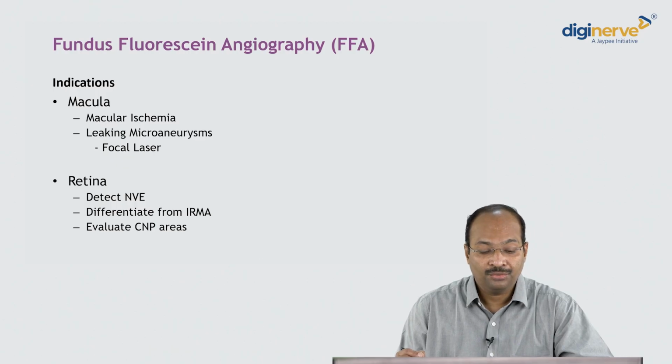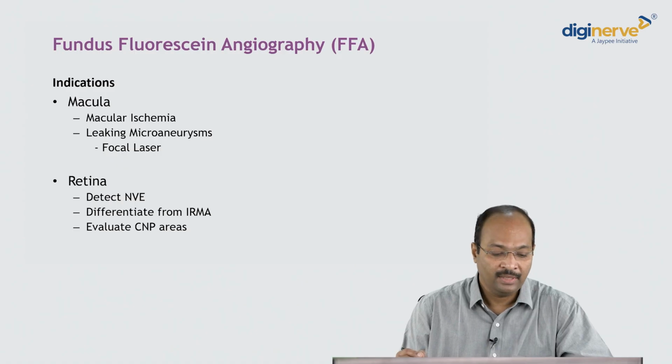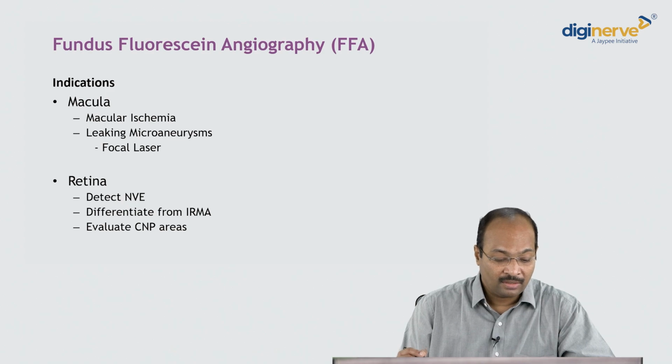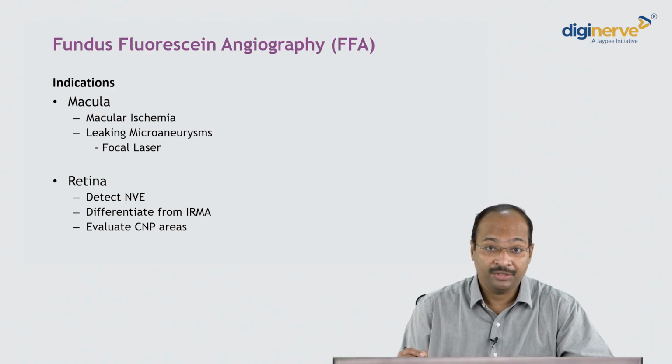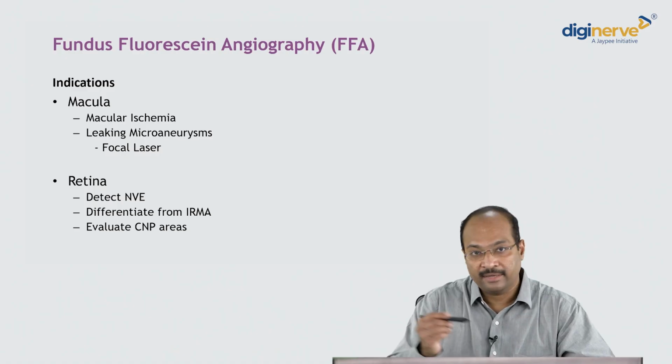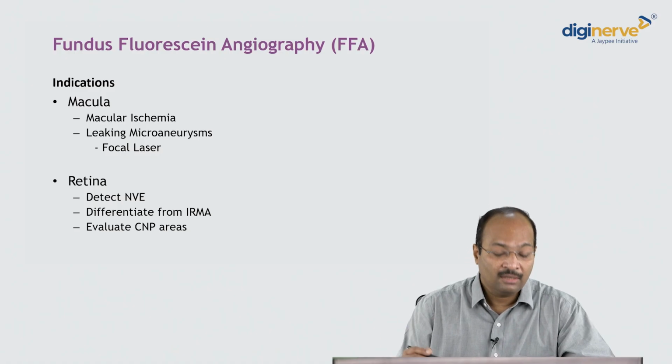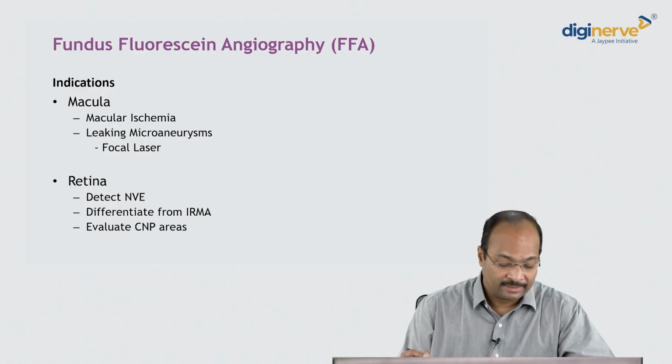Moving next to the erstwhile fundus fluorescein angiography or FFA. Indications for this today are in the macula to look for macular ischemia to explain unexplained loss of vision, or to look for leaking microaneurysms where you might want to do focal laser. In the retina beyond the macula, one may want to look for neovascularization.